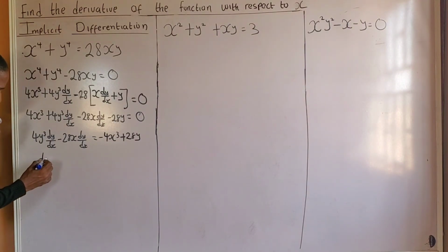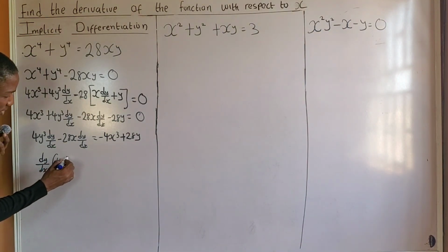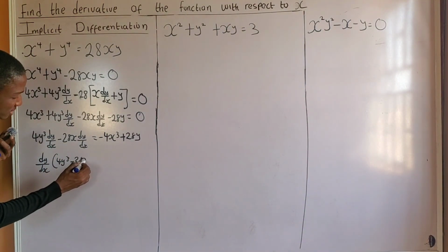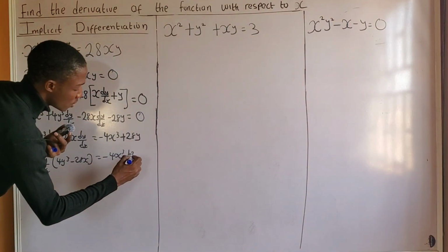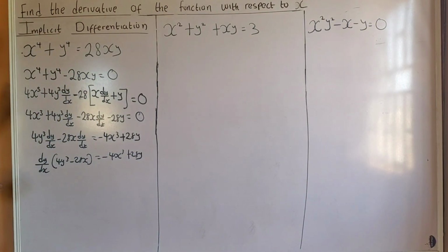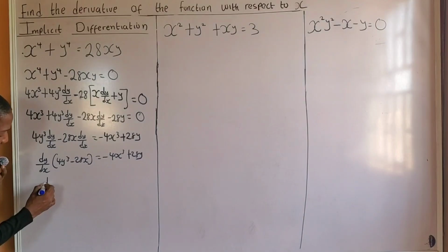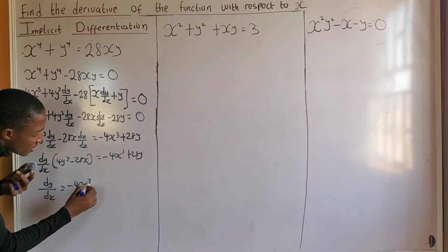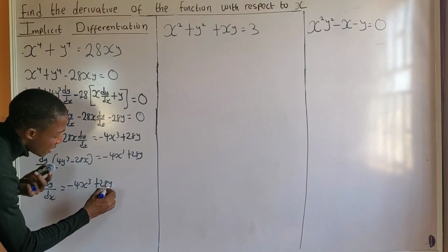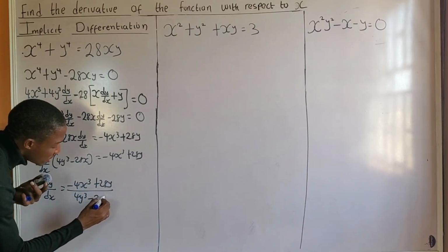Okay, having gotten to this point, factorize dy/dx. I'm going to have dy/dx multiplied by 4y to the power of 3 minus 28x equals to negative 4x raised to the power of 3 plus 28y. Okay, now divide both sides by 4y cube minus 28x. I'm going to have dy/dx is equals to negative 4x raised to the power of 3 plus 28y all over 4y raised to the power of 3 minus 28x.